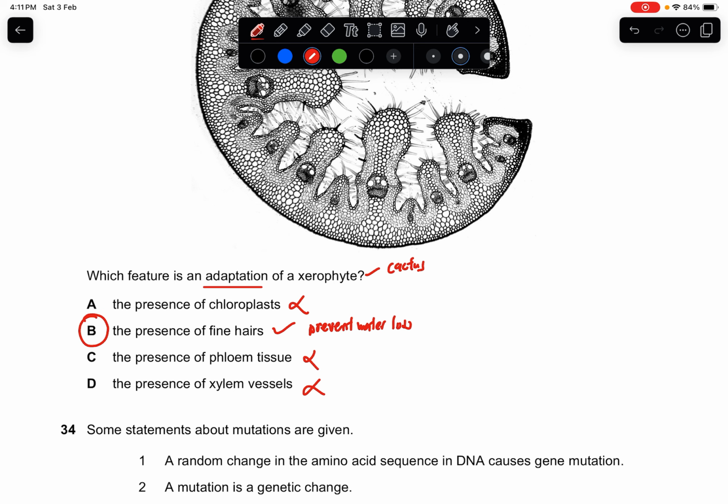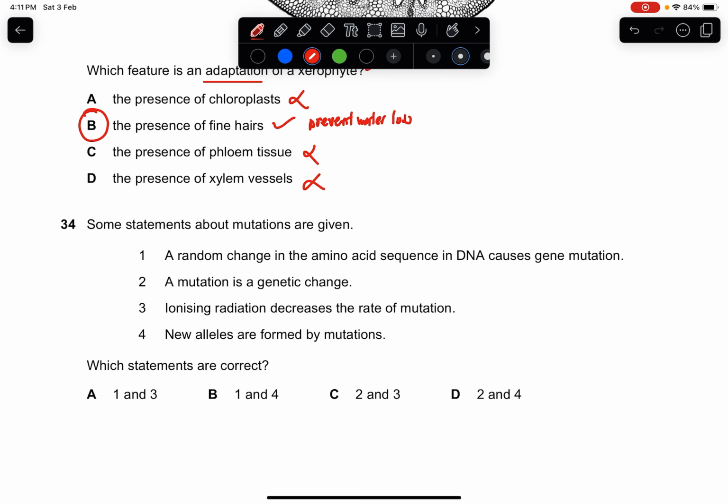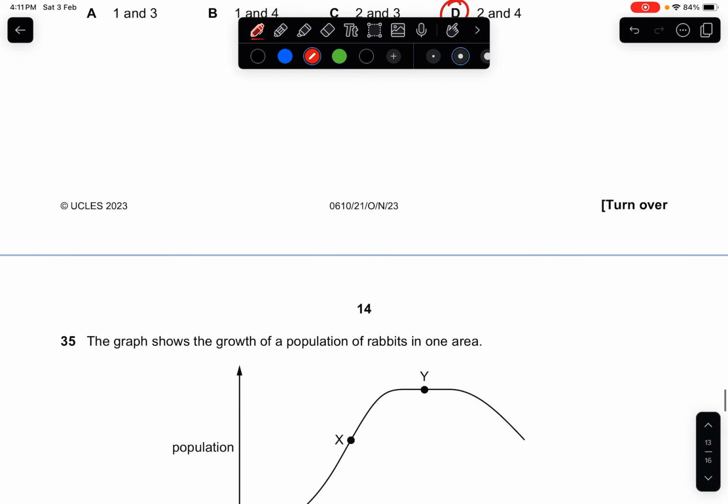Okay, question 34. Some statements about mutations are given. Which statements are correct? A random change in the amino acid sequence in the DNA causes gene mutation. Wrong. It should be the base sequence in DNA. A mutation is a genetic change. Correct. Ionizing radiation decreases the rate of mutation. No, it should be increases the rate of mutation. New alleles are formed by mutation. Yes, because it is a form of genetic change. So the answer for this question is D.